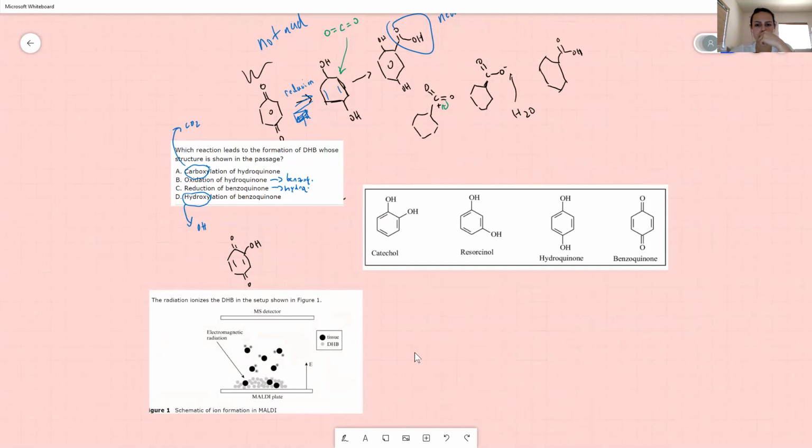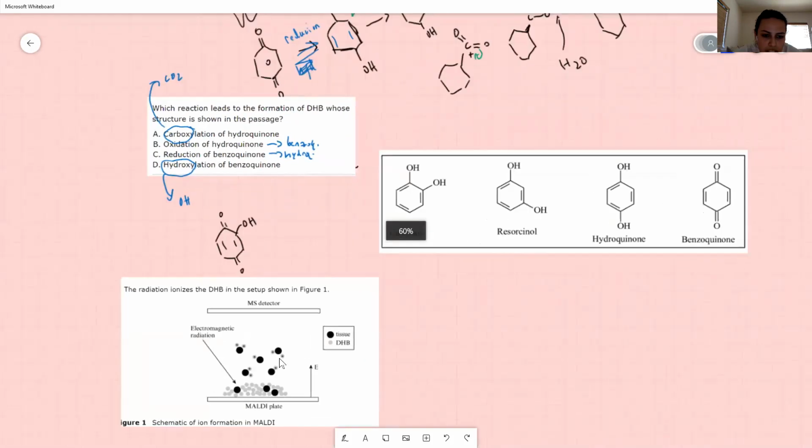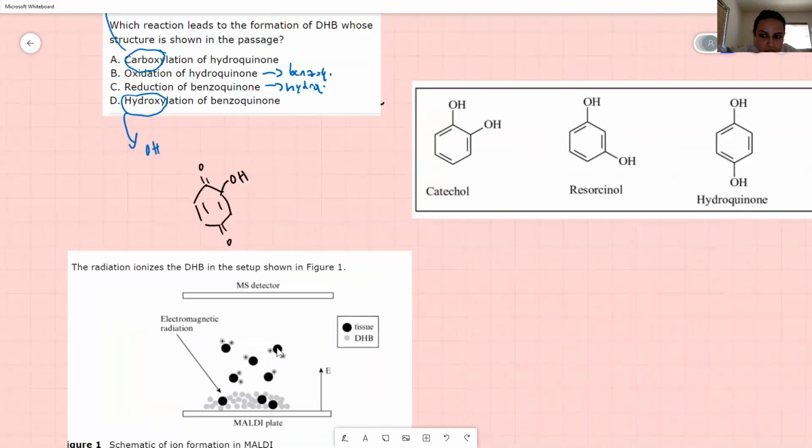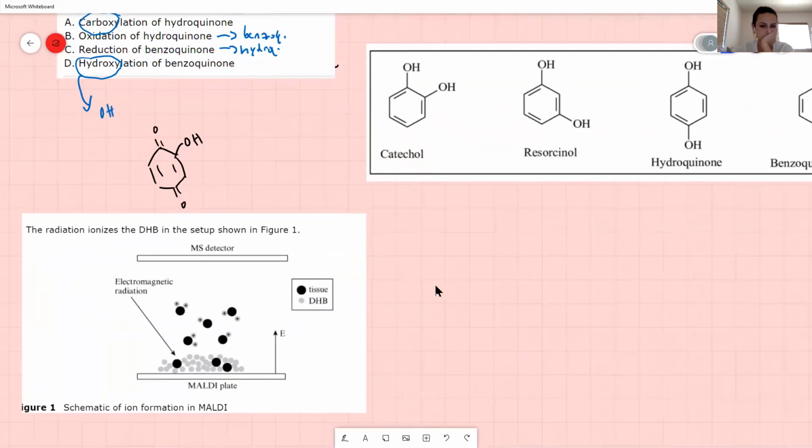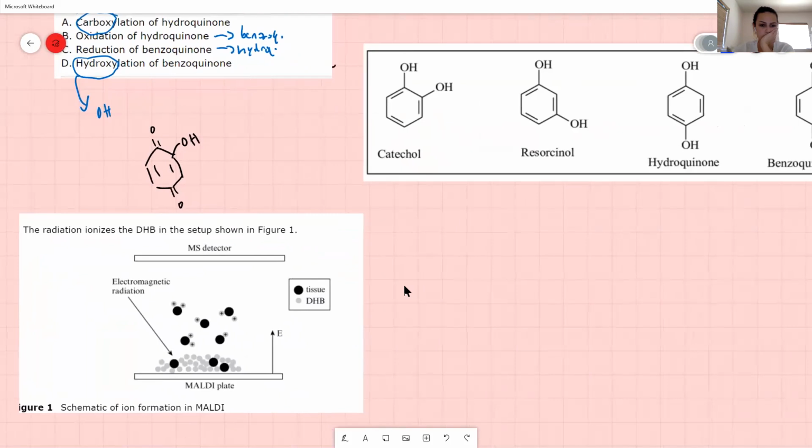Why is that? Why wouldn't this guy just stay there? Why would the black particles stay in the MALDI plate, just stay in this place in between the MALDI plate and the MS detector? I don't know. Because it wouldn't, because there's nothing there, right?